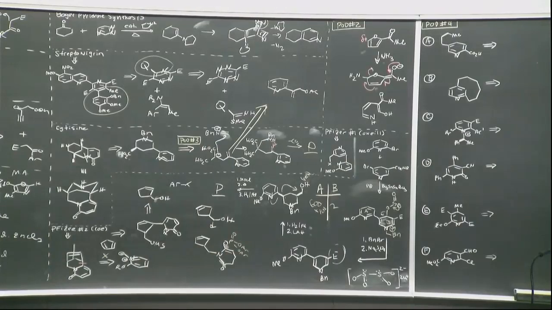He then did the Mizoroki-Heck. It's symmetrical, so it doesn't matter where it goes. That gives you this compound missing the olefin, which can then be oxidized up. How do you like that? Super short. Do you prefer this synthesis or the other one?